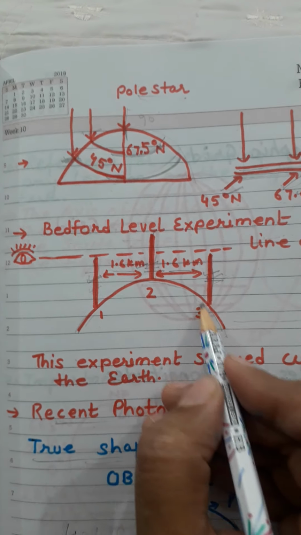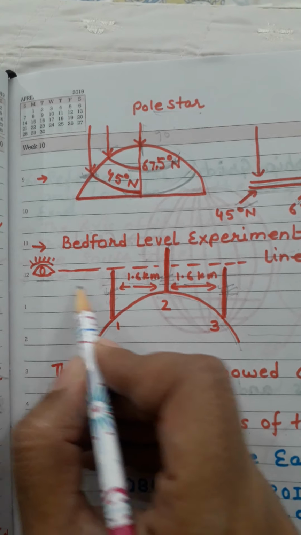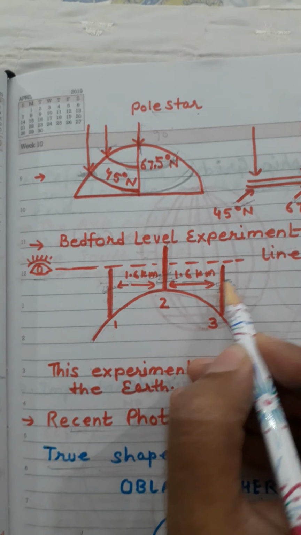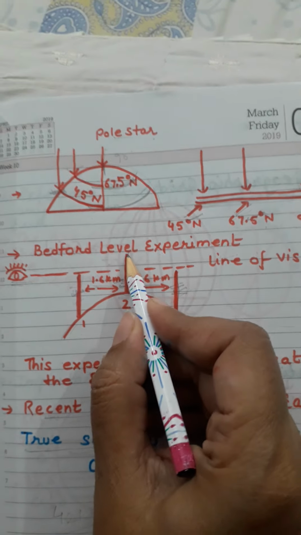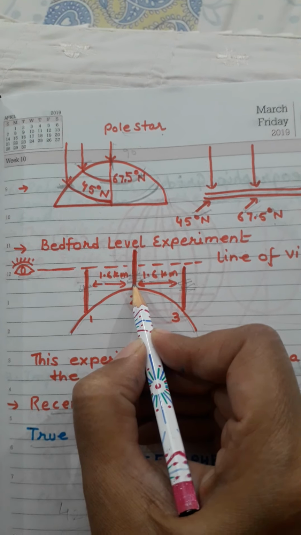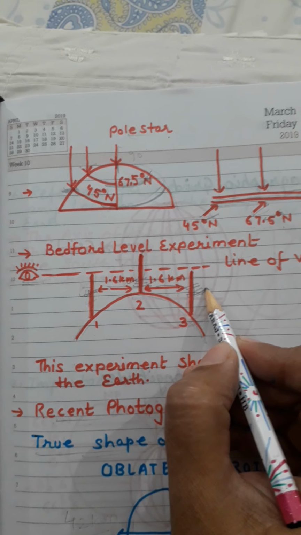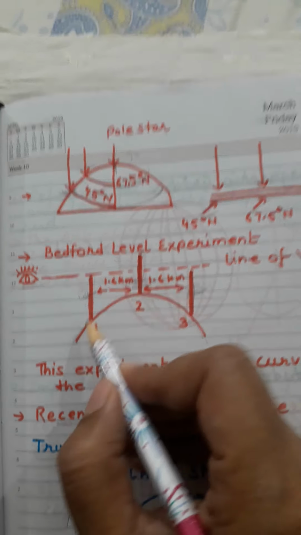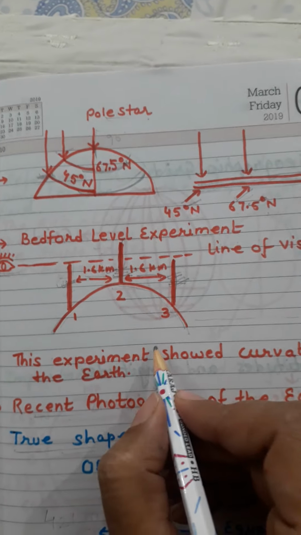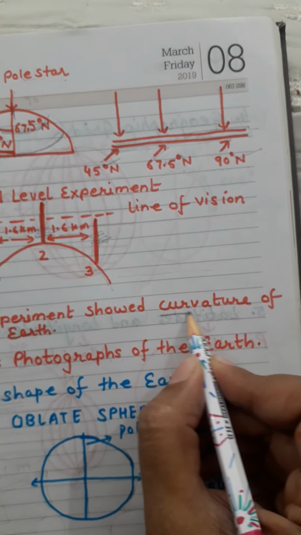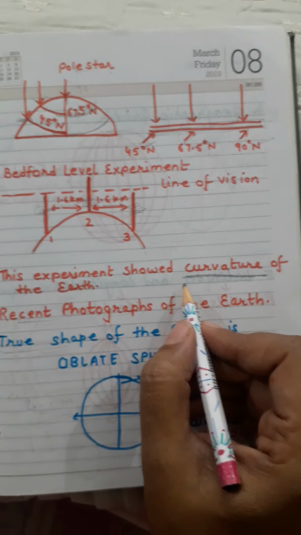So he fixed three poles and observed them with the help of a telescope and he found that the middle pole is slightly higher than the first pole and the third pole. So, with the help of this experiment, he proved that the shape of the earth has curvature. The shape of the earth is spherical.